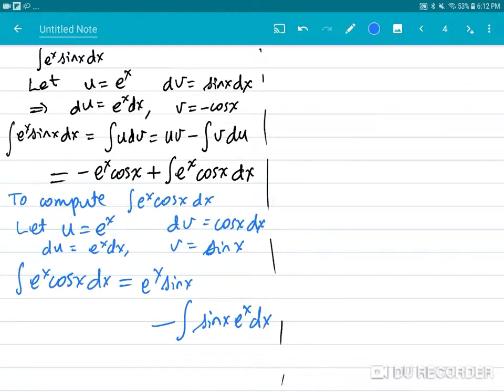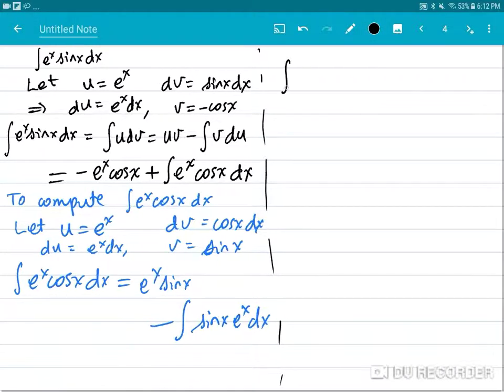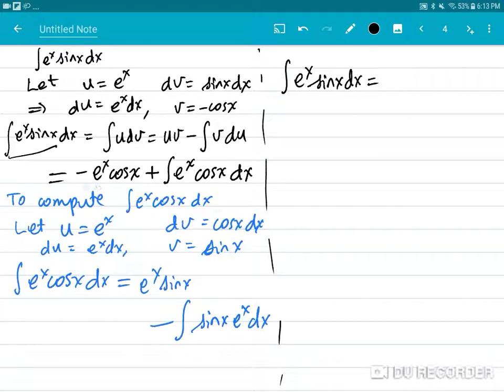So my original problem, the integral of e to the x sine x dx, this original problem is this expression, minus e to the x cos x plus this integral, which is this expression.